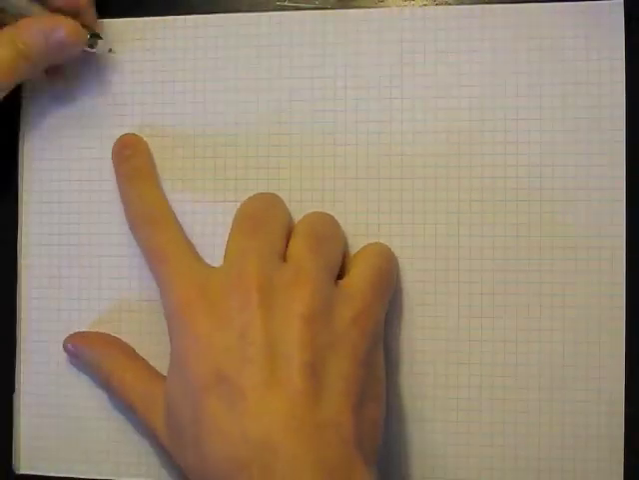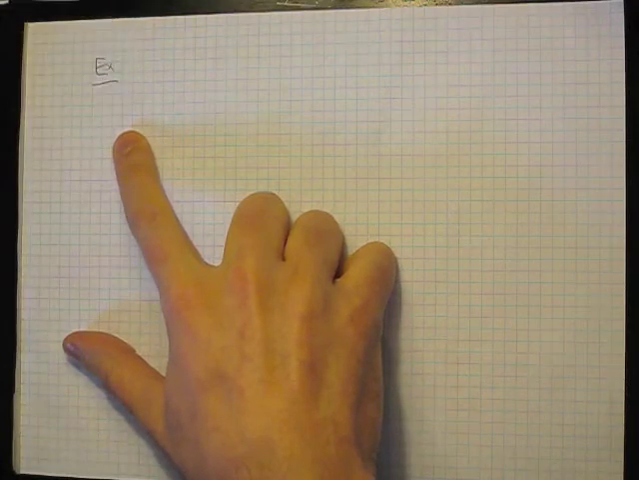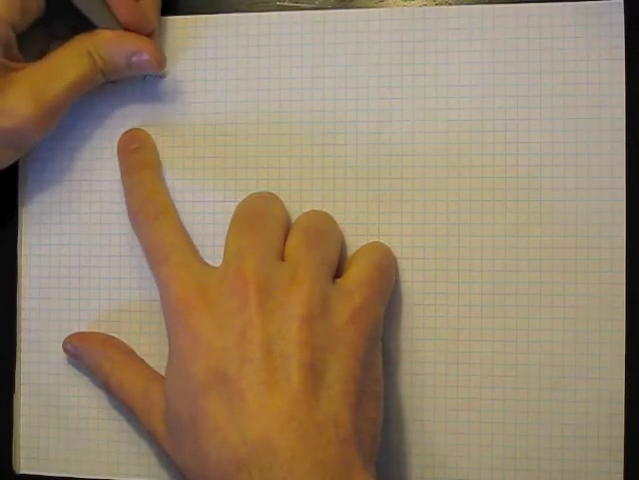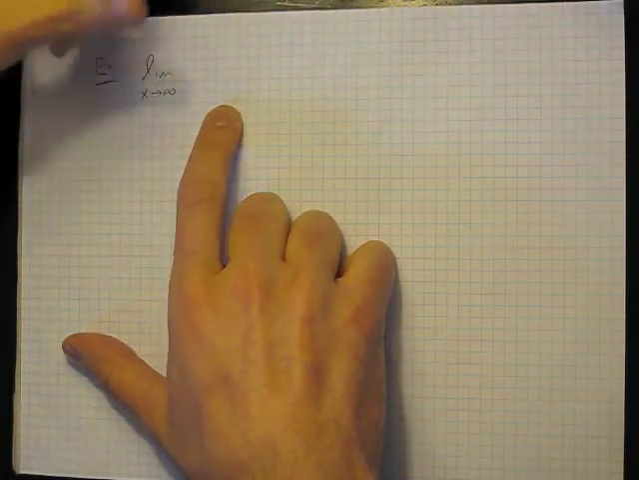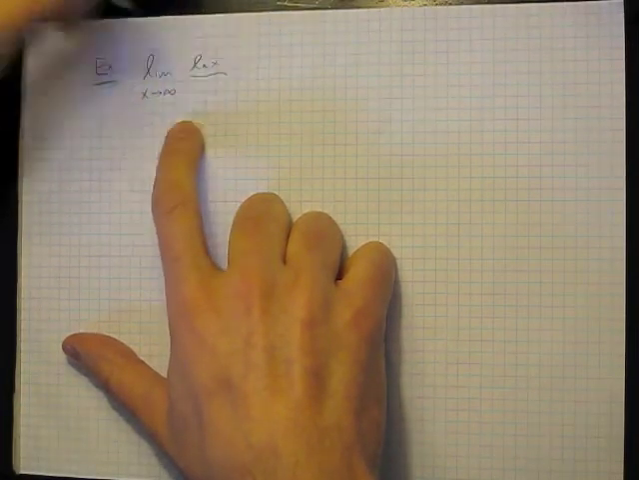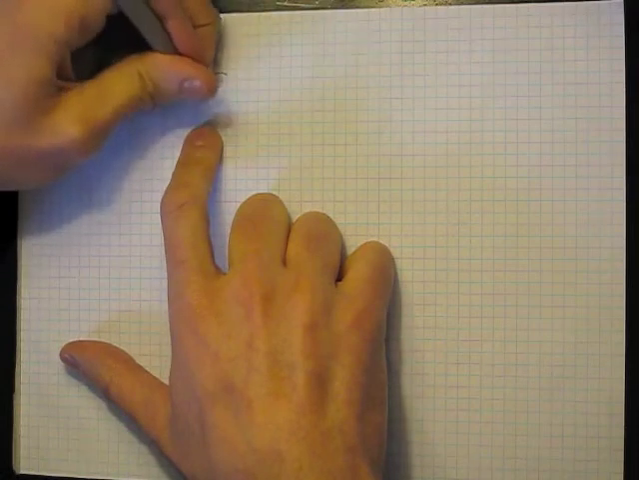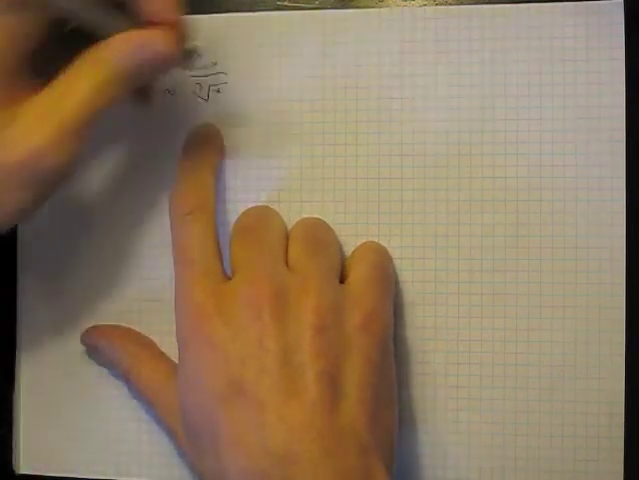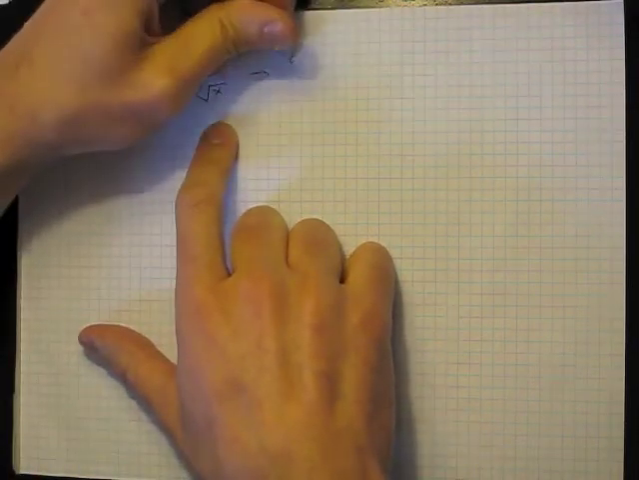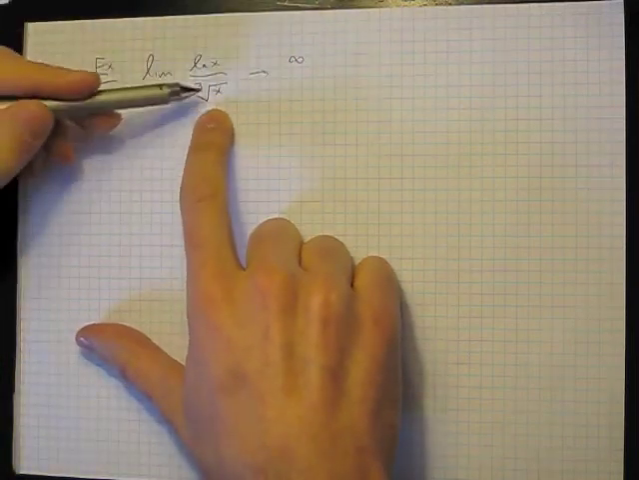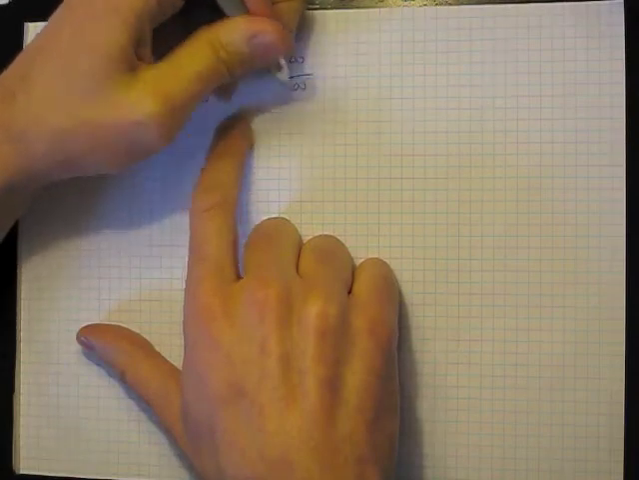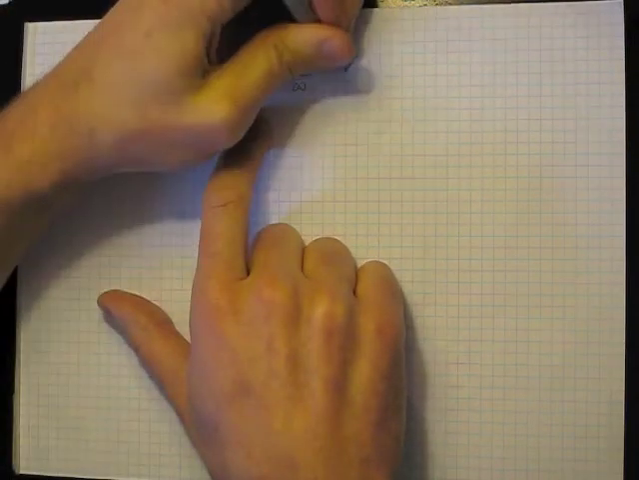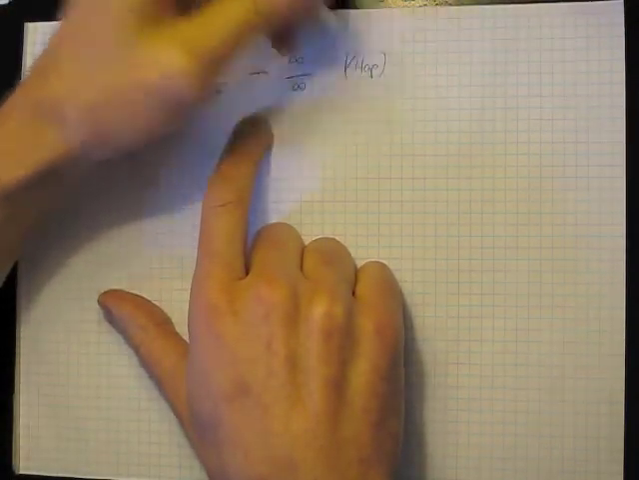Let's try another example. So this is the limit as x goes to infinity of the log of x divided by the cubed root of x. Okay. So this, again, log x goes to infinity. And this cubed root of x, that's just x to the 1/3. That also approaches infinity as x goes to infinity. So L'Hopital's rule applies here, so we can use it.